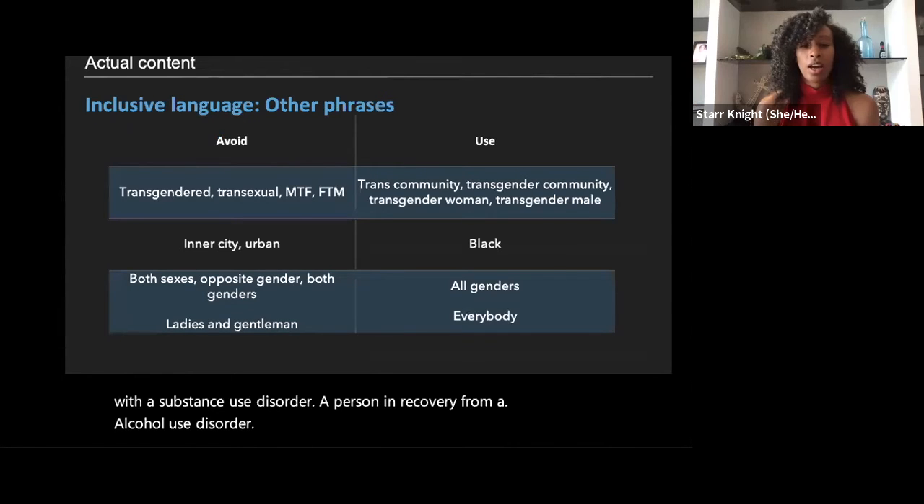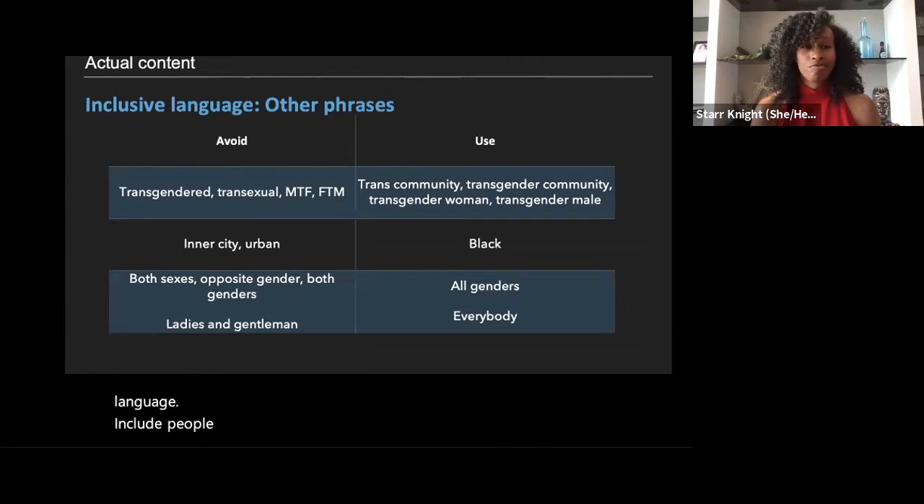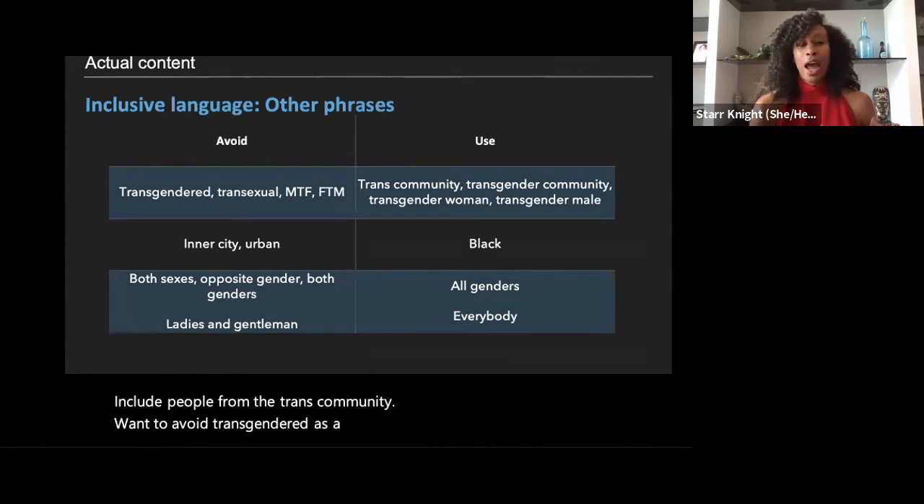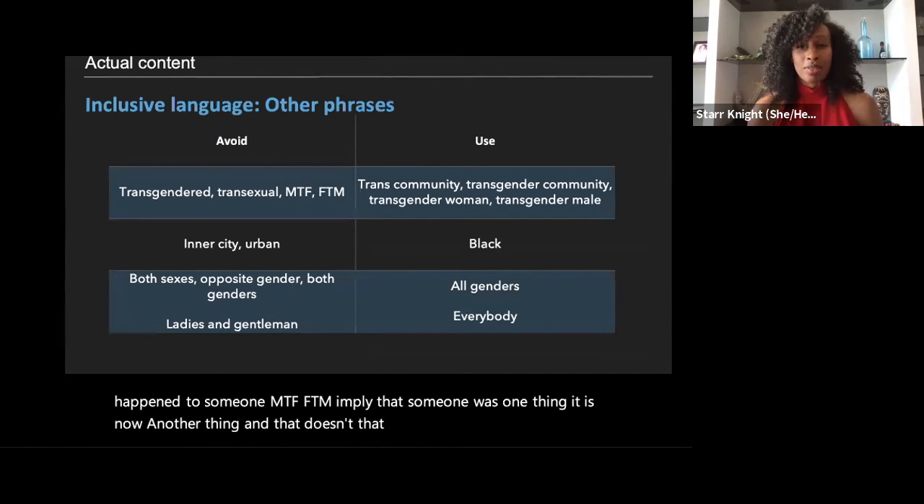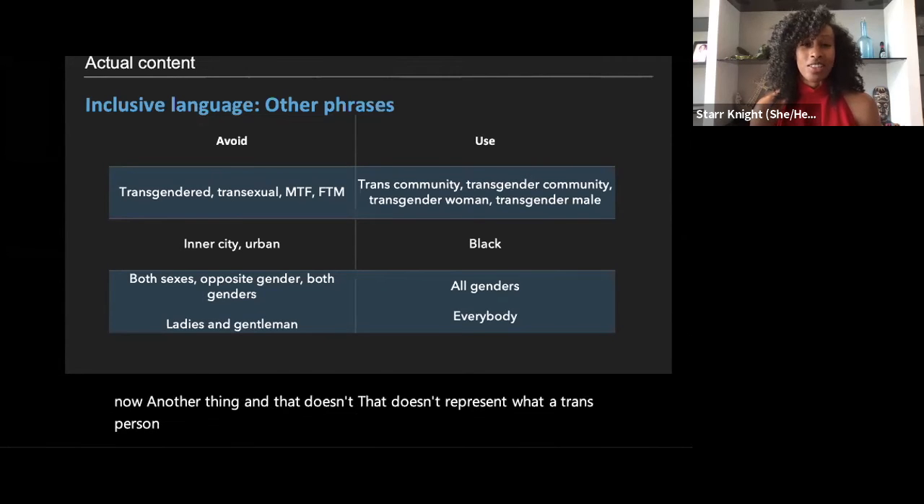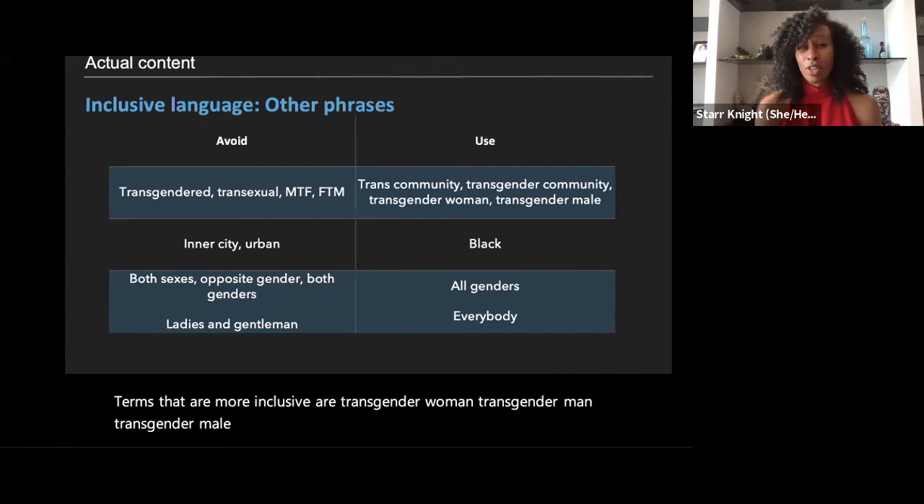I think other identity groups that we can be better at using inclusive language with include people from the trans community. We want to avoid transgendered as a term, implying that it's something that happened to someone. MTF, FTM imply that someone was one thing and is now another thing, and that doesn't represent what a trans person actually is or their experience. Terms that are more inclusive are transgender woman, transgender man, transgender male, trans community, transgender community.